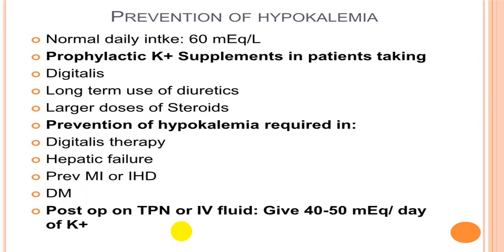Also, persons who are on TPN therapy or post-operative should be given potassium, and there should be potassium in the IV fluid if a person is on long-term IV therapy. So you should replenish a minimum of 40 to 50 milliequivalents of potassium every day, by either IV or oral route.